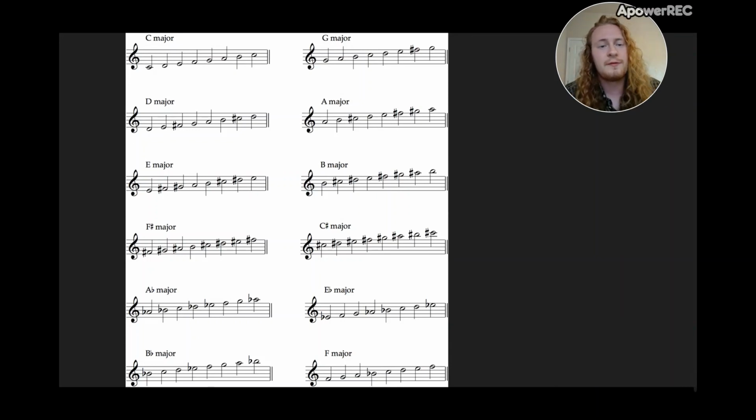So this should give you kind of a starting point of where you can start to think about our music theory. In our next video, we're going to take a much deeper look at the major scale and some other scales.